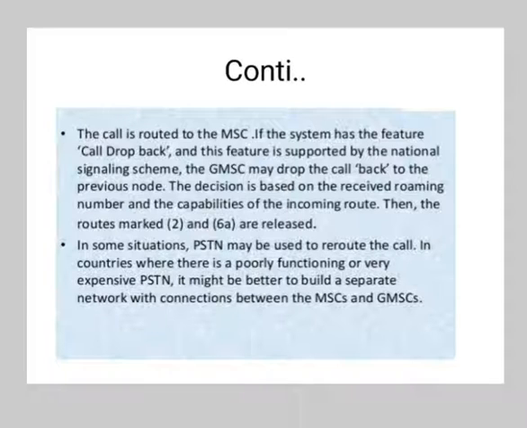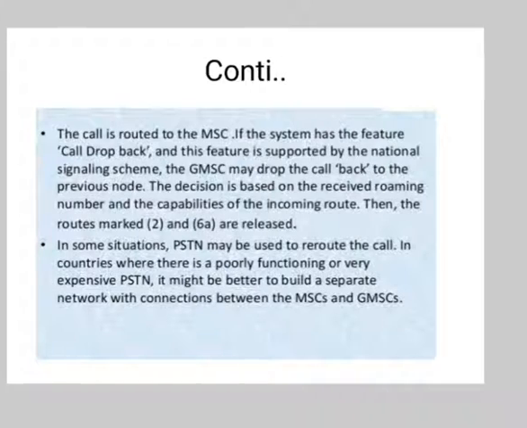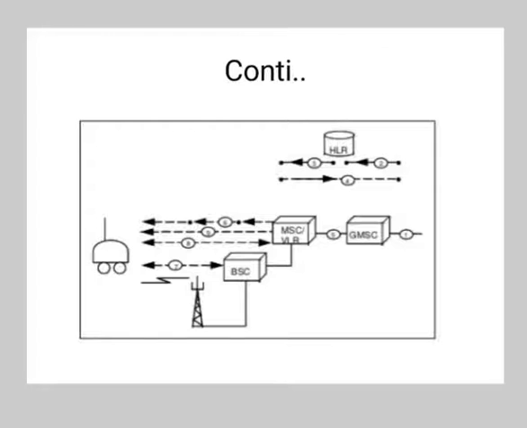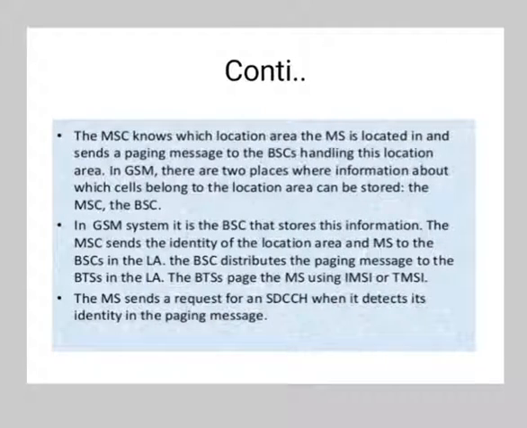In some situations, the PSTN may be used to reroute the call. In countries where there is a poorly functioning or very expensive PSTN, it might be better to build a separate network with connections between the MSC and GMSC. So this is the diagram which consists of the BSC, MSC, GMSC.